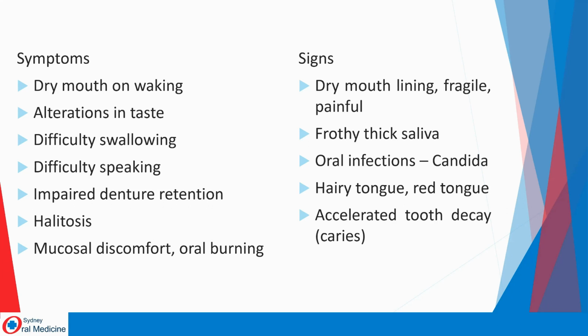Some patients with long-standing dry mouth can develop what we call hairy tongue, and that's a very interesting phenomenon, and we'll have a look at some photos in a second. Sometimes the tongue can appear quite red. And we do know that saliva is very protective of the teeth, and so patients that don't have enough saliva do tend to get accelerated tooth decay.